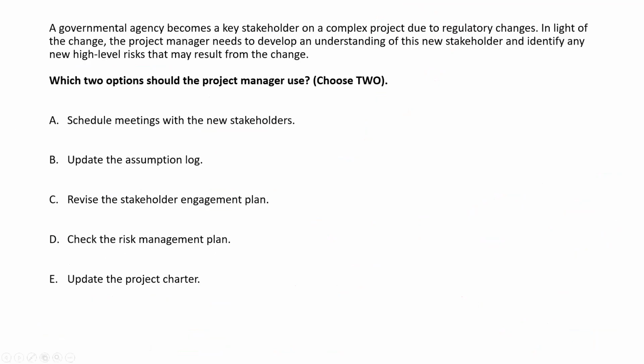Great. Let's go next. A governmental agency becomes a key stakeholder on a complex project due to regulatory changes. In light of the change, the PM needs to develop an understanding of this new stakeholder and identify a new high-level risk that may result from the change. Regulatory risks are which type of risk? What is the probability and what is the impact? Low probability but high impact, or very high impact, because probability is very low, but if it happens, it will be a blast. So we can never ignore the regulatory changes.